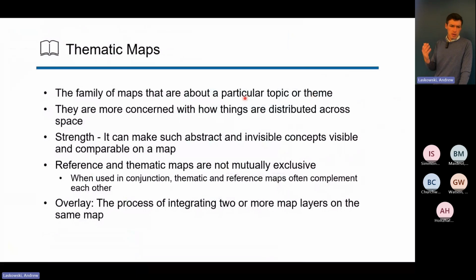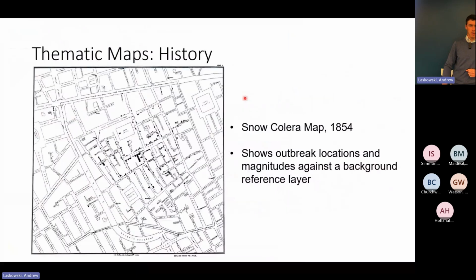So they're not mutually exclusive, right? They can be overlaid on top of each other. And we've talked about what overlaying is. It's just stacking layers up and using different symbology schemes to make sure that you can actually interpret multiple map layers at once. We talked about this example, the Snow cholera map in 1854, one of the early examples of a thematic map.